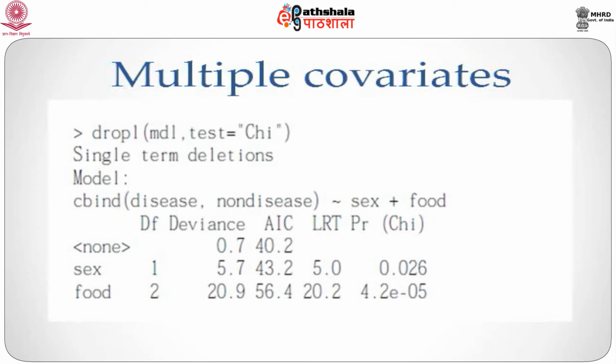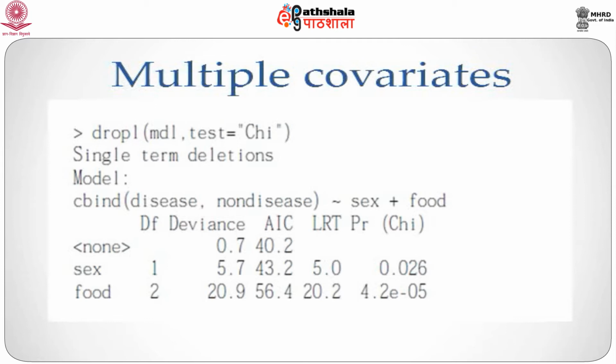There are many derivative functions which we can run on the GLM. Here, for example, we have used the drop1 function to drop one of the covariates, and we have asked R to do a chi-square test comparing the two models. So the model here is disease, nondisease on sex and food, the logistic model, and we have dropped respectively the terms sex and food, the corresponding covariates, and R gives us the likelihood ratio test for the two as compared to the model with both covariates.